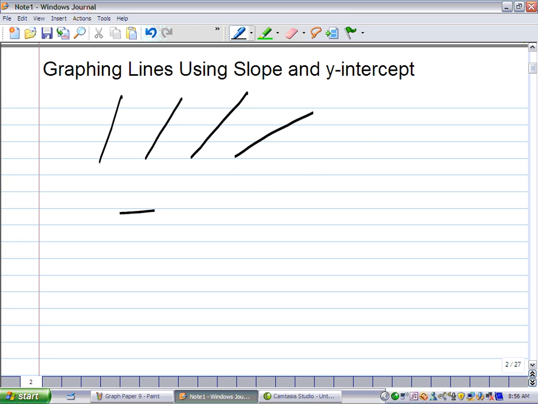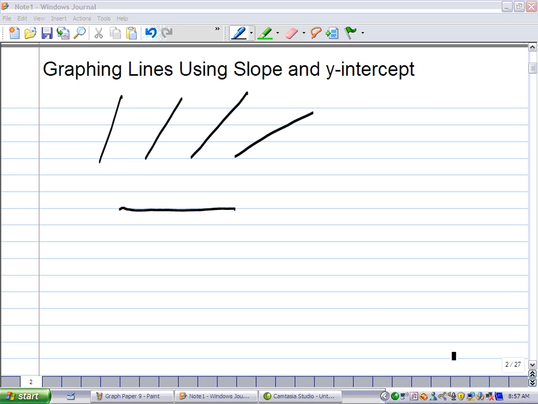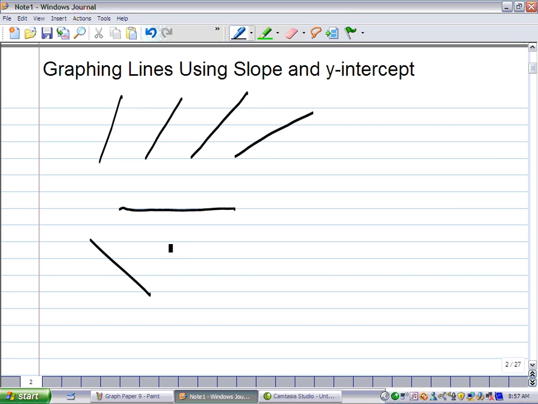This line, well, if I can draw it flat, this line has a 0 slope, and these lines all have a negative slope.